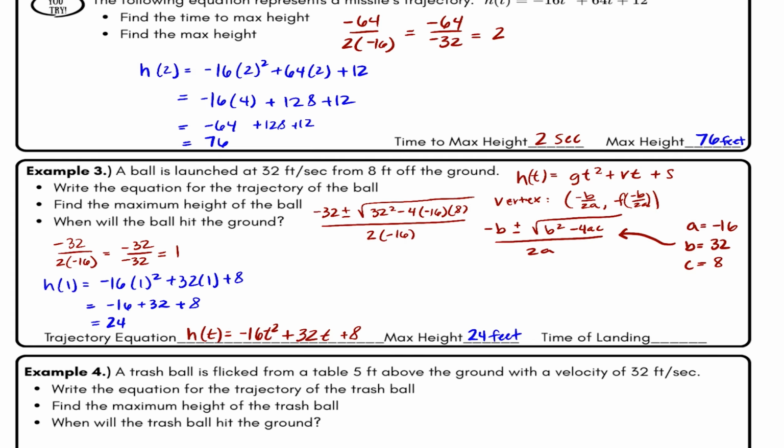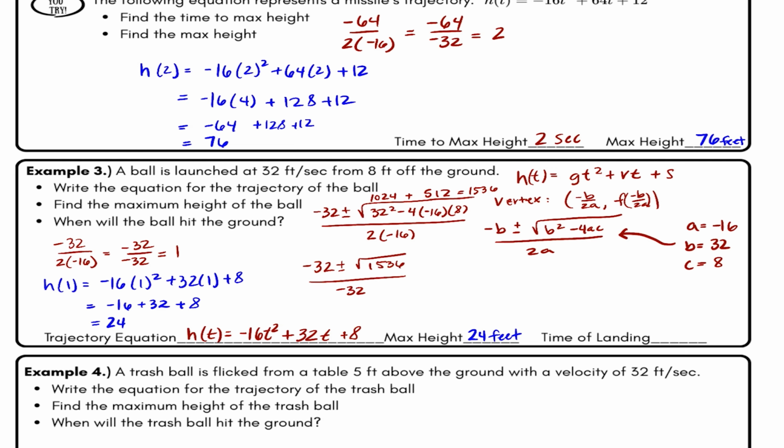32 squared is 1,024. And then 4 times -4 times -16 is going to be a positive number. So we're going to get 4 times 16 times 8. That's 512. So remember, all of this is underneath the radical. 1,024 plus 512 is 1,536. Okay. So if I rewrite this, I get negative 32 plus or minus the square root of 1,536, all divided by negative 32.